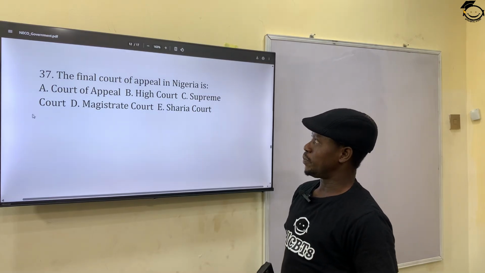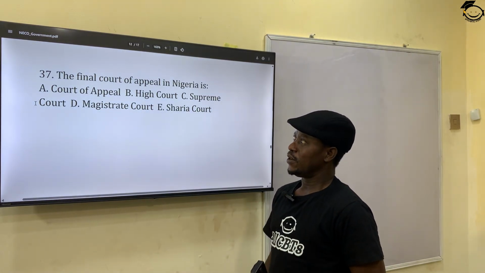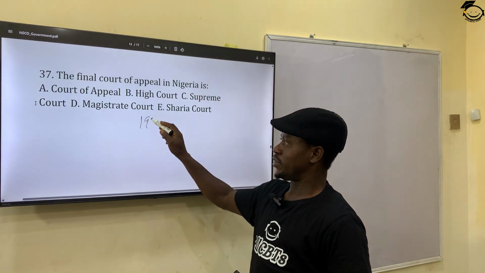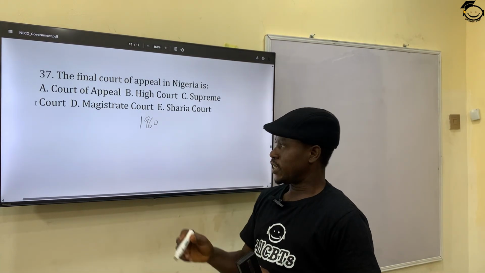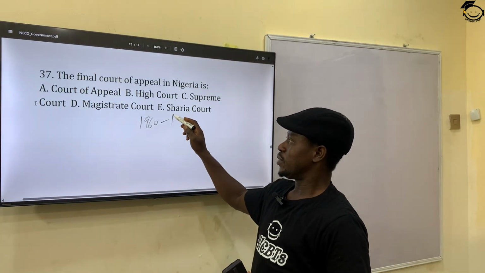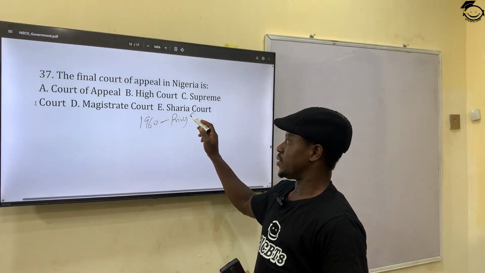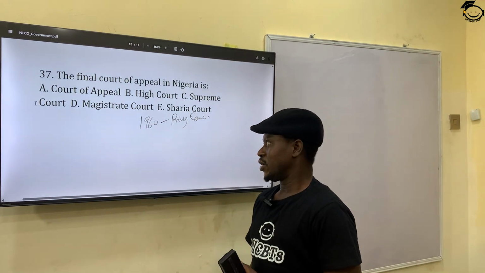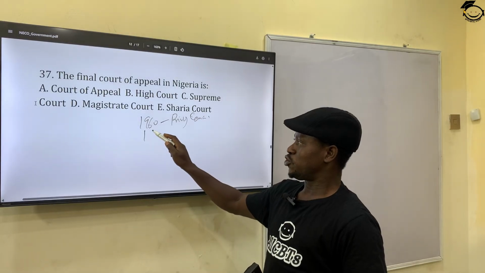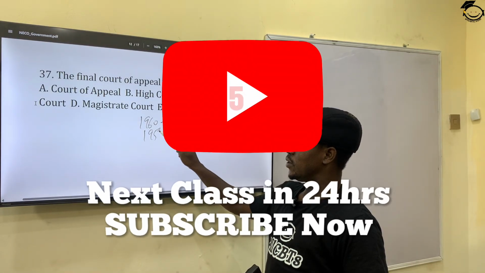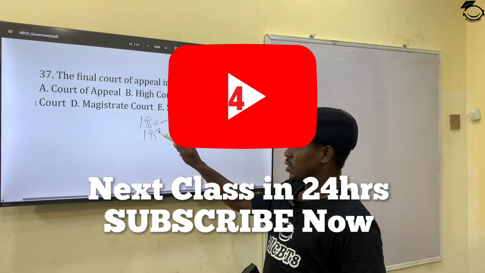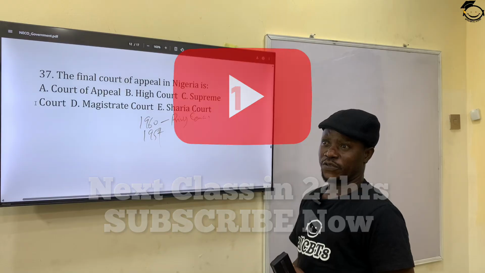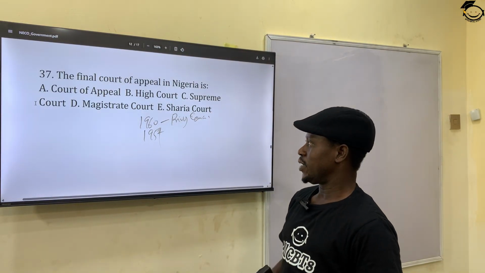The final court of appeal in Nigeria is... talking about final court of appeal, before 1960, while we were still under colonial administration, the highest court in Nigeria was the Privy Council of England, the Judicial Committee of the Privy Council of England. Although the Nigerian Supreme Court was introduced in the 1954 Constitution, that's written into the Constitution, after the conference in London in December 1953.